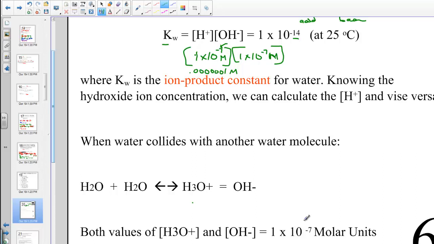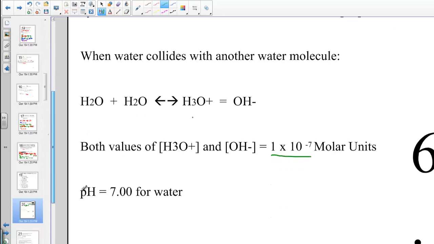They come out to be 1 times 10 to the negative 7th molar units. A pH of 7, we'll soon learn, is a neutral solution. So a pH, we will see, is defined as the power of 10. So we're going to see negative log of the concentration of the acid ion, which we could write as H3O+ or simply H+, negative log of the acid ion, hydronium or hydroxide.